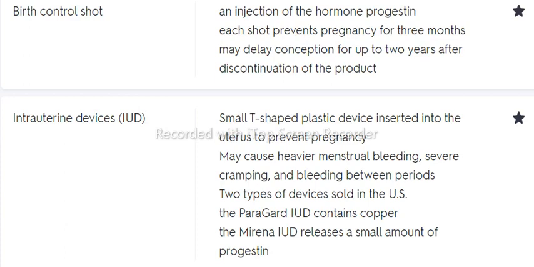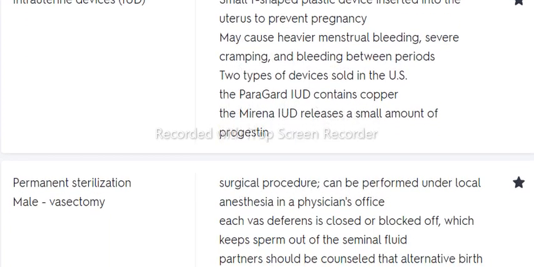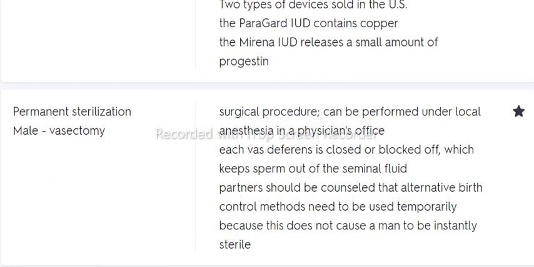Intrauterine devices. Small T-shaped plastic device inserted into the uterus to prevent pregnancy, may cause heavy menstrual bleeding, severe cramping, and bleeding between periods. 2 types of devices sold in the U.S. The ParaGard contains copper. The Mirena releases a small amount of progestin. Permanent sterilization. Tubal ligation, vasectomy.